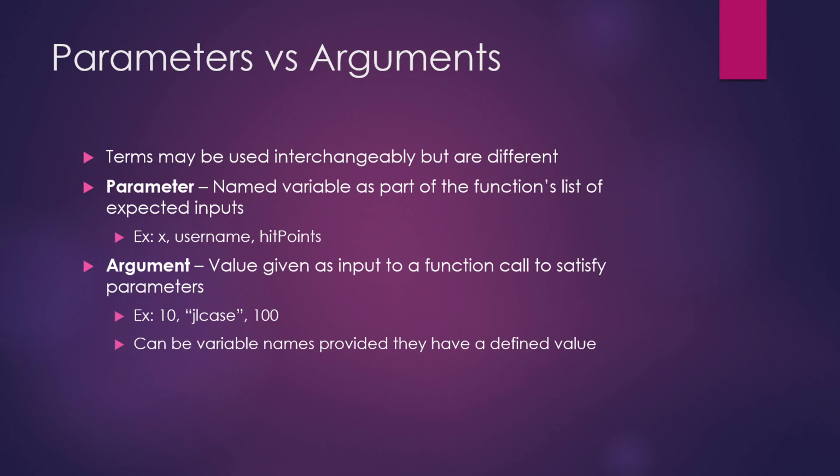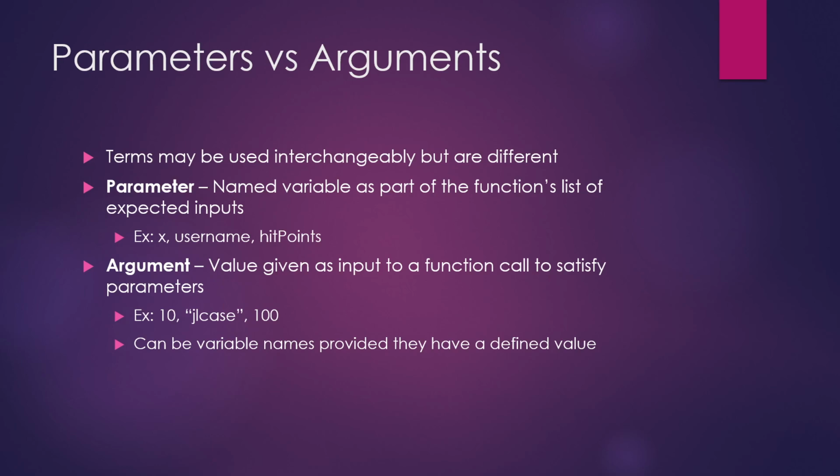So, again, let's do a quick rundown of parameters versus arguments. Parameters, if you recall, these are your placeholders. These tell the user what is expected of them. It could be things like X, username, hit points, things of that nature. Whereas an argument is the exact value that is given during a function call. So you can see we have some examples like the number 10 or 100, and of course JLK, it can be a username as a string.